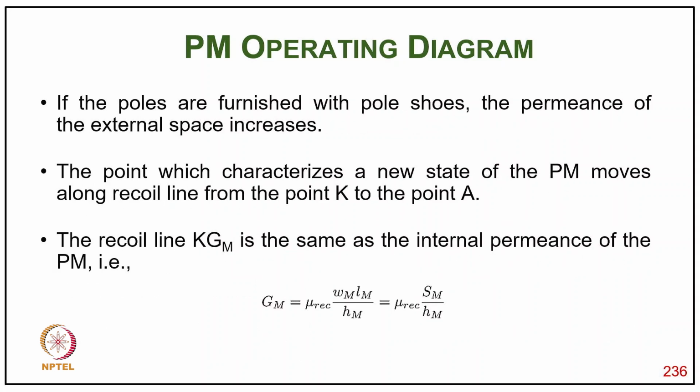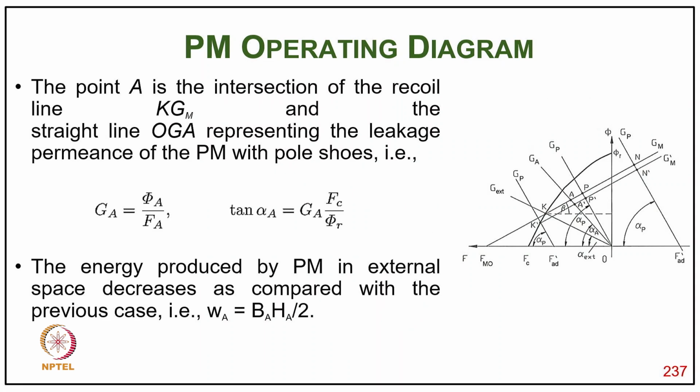So, if the poles are furnished with the pole shoes, the permeance of the external space increases. So, the point which characterizes the new state of the permanent magnet moves along the recoil line from the point K to point A, and the recoil line K G_m has the same slope as the internal permeance of the PM. So, G_m equals mu recoil mu omega_m L_m divided by H_m, or S_m upon H_m. So, the point A in the diagram is shown at the intersection of the recoil line K G_m and the straight line O G_A representing the leakage permeance of the PM with the pole shoes.